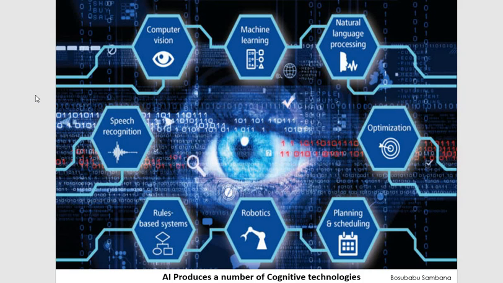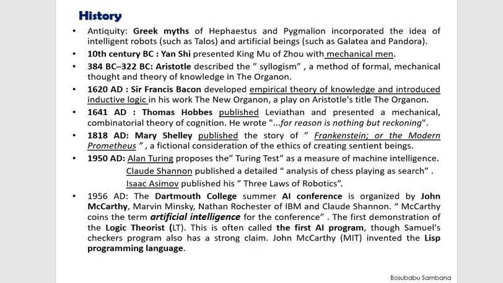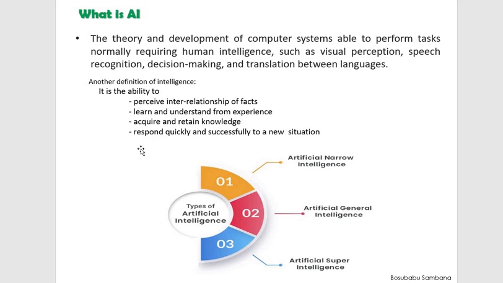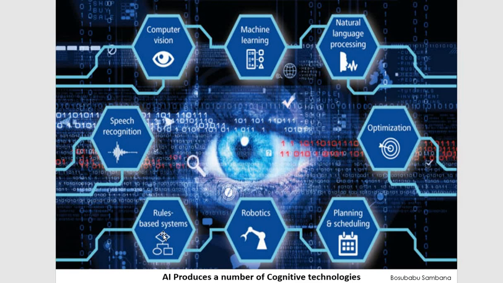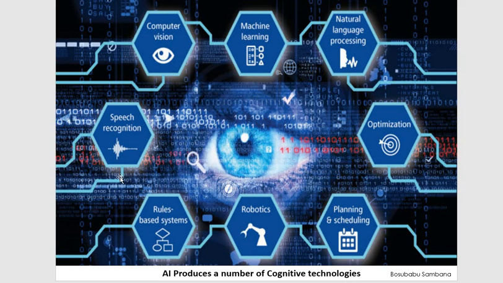Next, AI produces a number of cognitive technologies. We know these already: computer vision, machine learning, natural language processing, optimization techniques, planning and scheduling, and robotics. We know that already. Generally, we know the three laws of robotics proposed by Isaac Asimov. Okay, rules-based systems like decision making. Next, speech recognition, pattern recognition, whatever recognition techniques they may be.